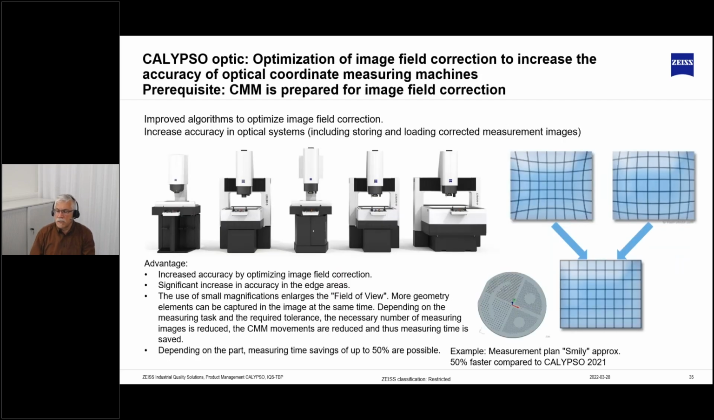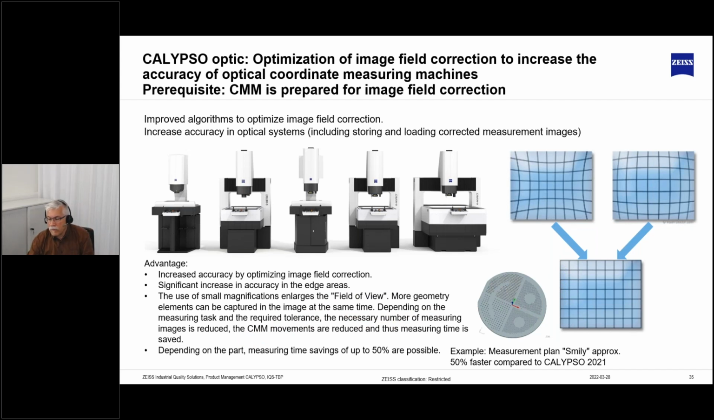The next improvement is the optimization of the image field correction to increase the accuracy for the optical CMMs. So for the principle, this is the result of the image field correction. We will have better accuracy, especially in the corners and in the edge area here. And this now has a lot of advantages.